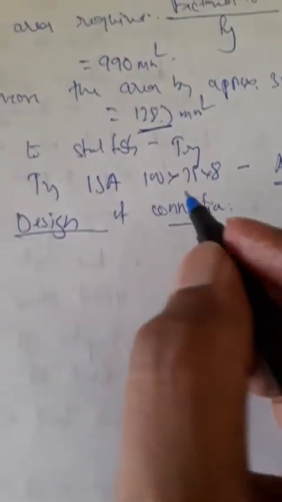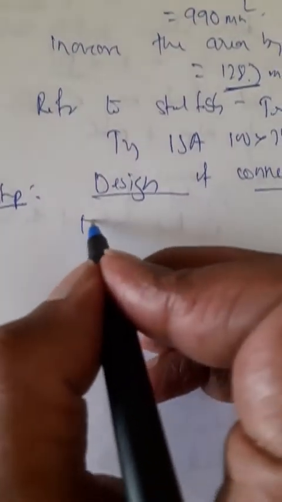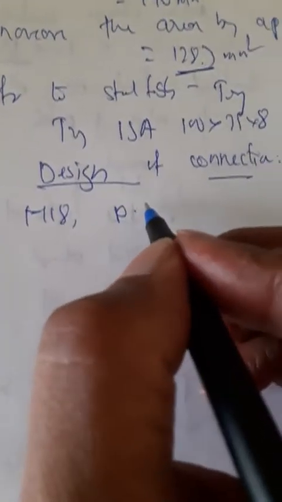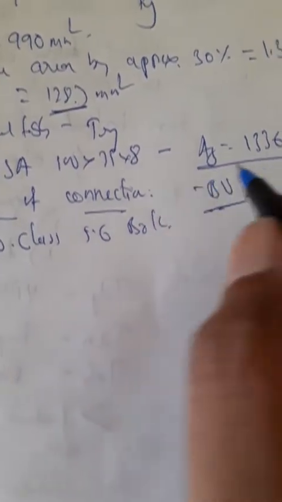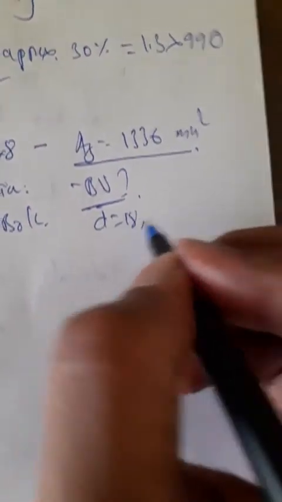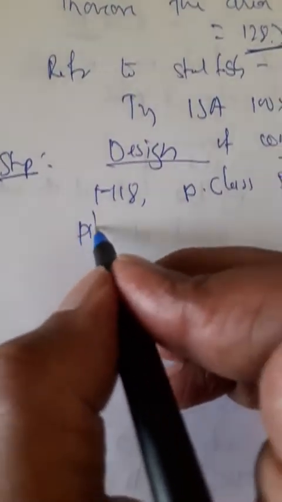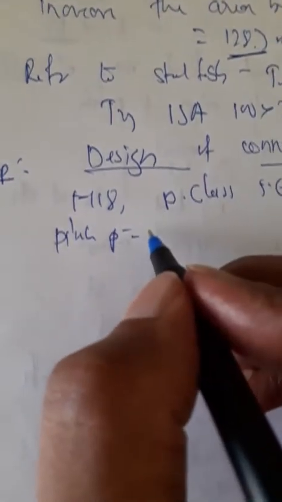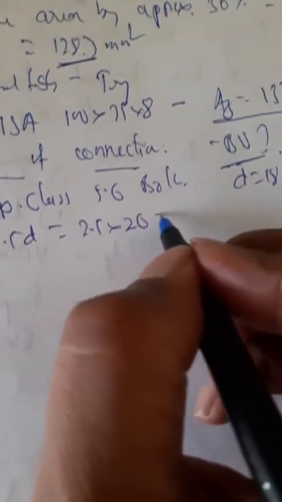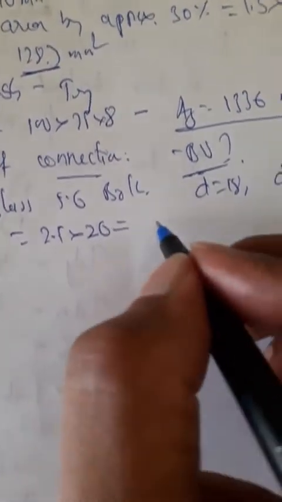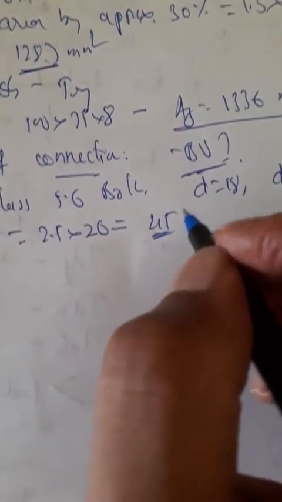So here what I have to do is first calculate bolt value. It is given in the problem, M18 property class 5.6 bolts. Hence diameter of bolt is 18, diameter of bolt hole is 20. Now pitch P is 2.5 into D. So 2.5 into 20, so I have the answer 45 mm. 2.5 into 18, sorry, not this.